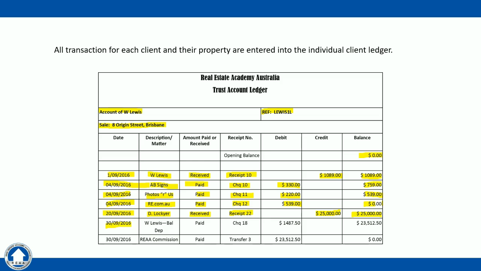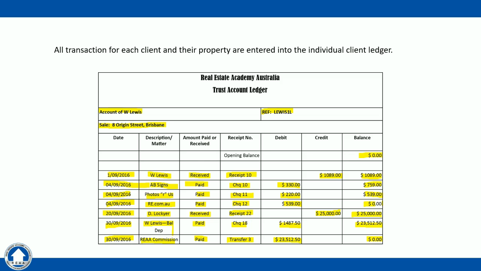And on the 30th of the 9th, obviously settlement has occurred, and we are going to transfer the balance of the deposit, which was paid out of the trust account via check number 18, amount of $1,487.50, leaving a balance of $23,512.50, which was then dispersed on the 30th as well as the commission for the agency, which was paid by way of transfer of that $23,512.50, leaving that client's ledger at a 0 balance at the end of the month.